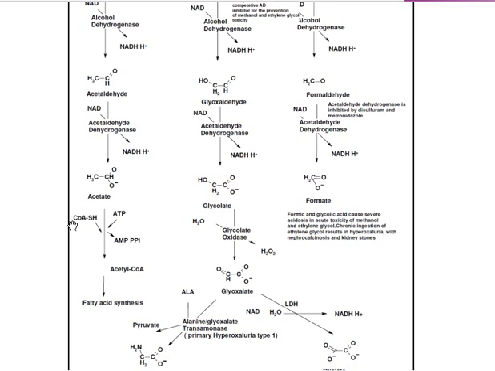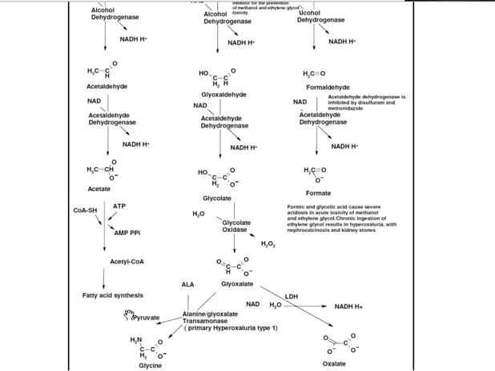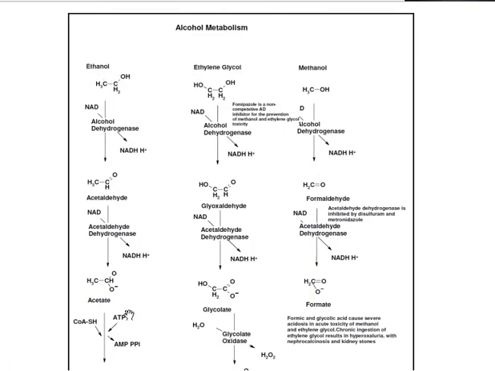For this I use the CoA, which is coenzyme A, plus the ATP, producing AMP. Now the acetyl-CoA is a very good molecule which can be used in fatty acid synthesis for the production of triglycerides. Is it clear? So that's one method of metabolism.